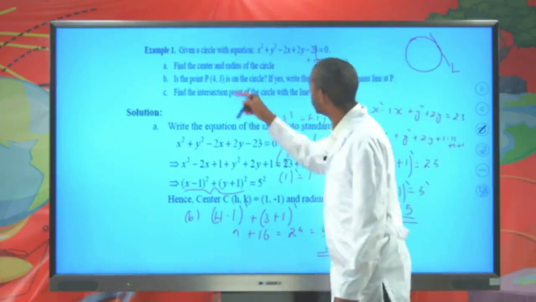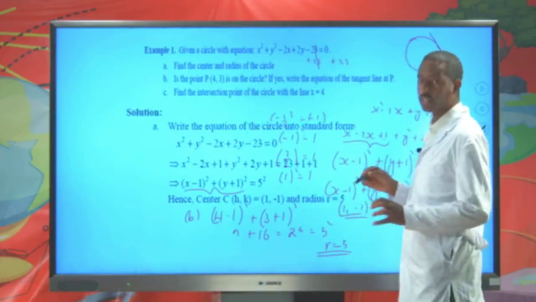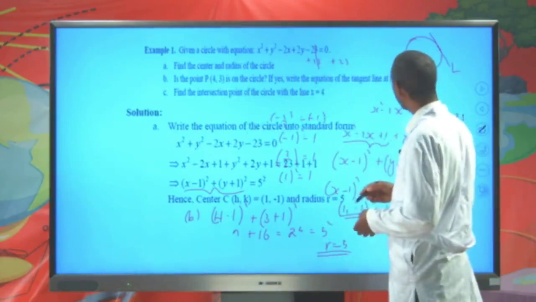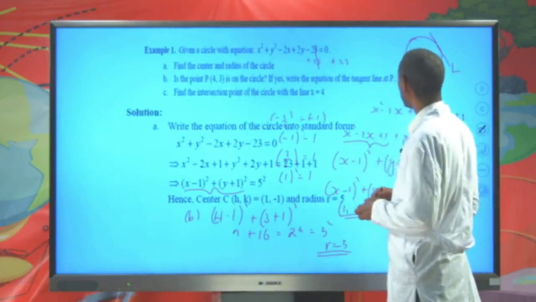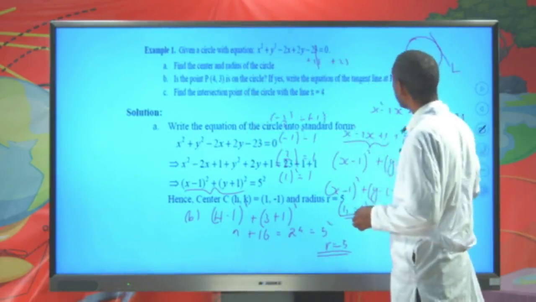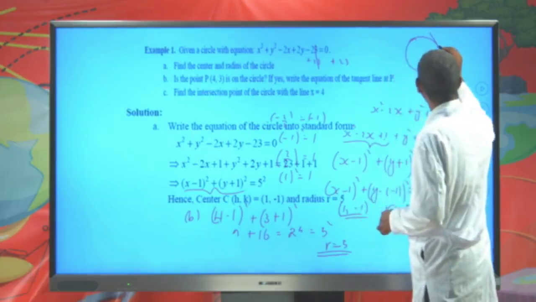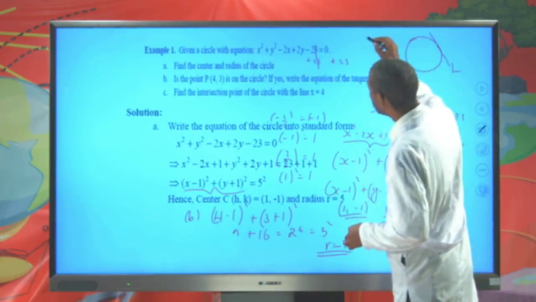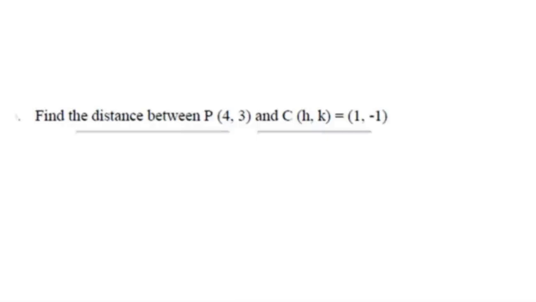It says, is the point (4, 3) on the circle? If yes, write the equation of the tangent line. We checked that the point is on the circle, so we can easily find the equation of the tangent line. We have the point (4, 3), and this is not the exact location of the point. The center is (1, -1). Using these points, let's find the gradient, meaning the slope, of the line.